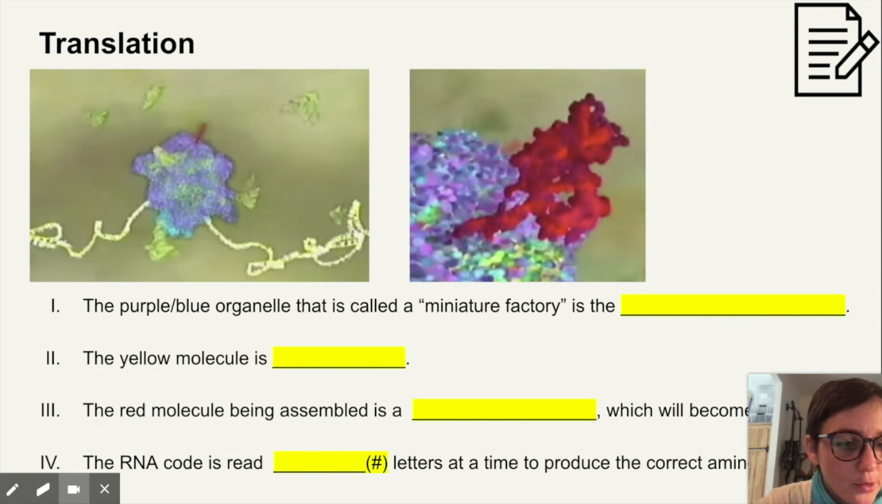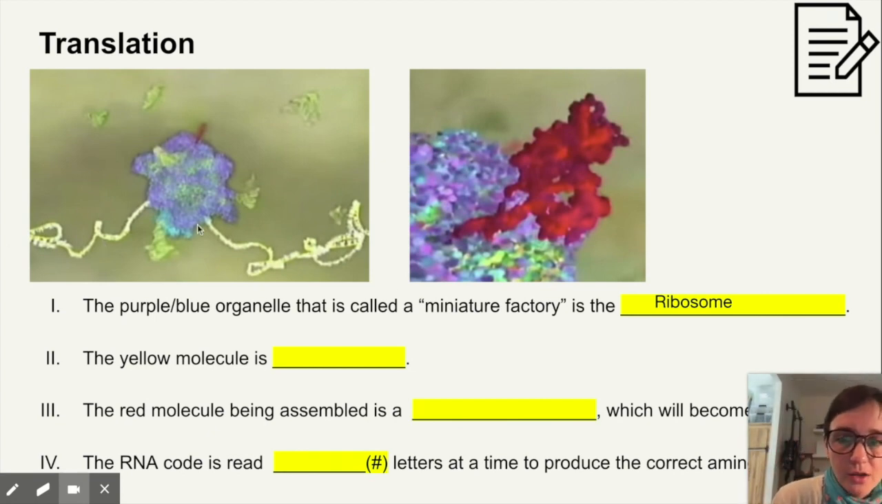All right, you watched your video, you answered your questions. If you haven't, pause, go back, make sure you answer them, and now let's double check together. The purple or blue organelle, remember an organelle is just a part of a cell, is called a miniature factory. This is a ribosome. Ribosomes are so important. They actually are the things that build proteins. It's like this little amazing organelle in all of your cells that's like reading RNA and building proteins.